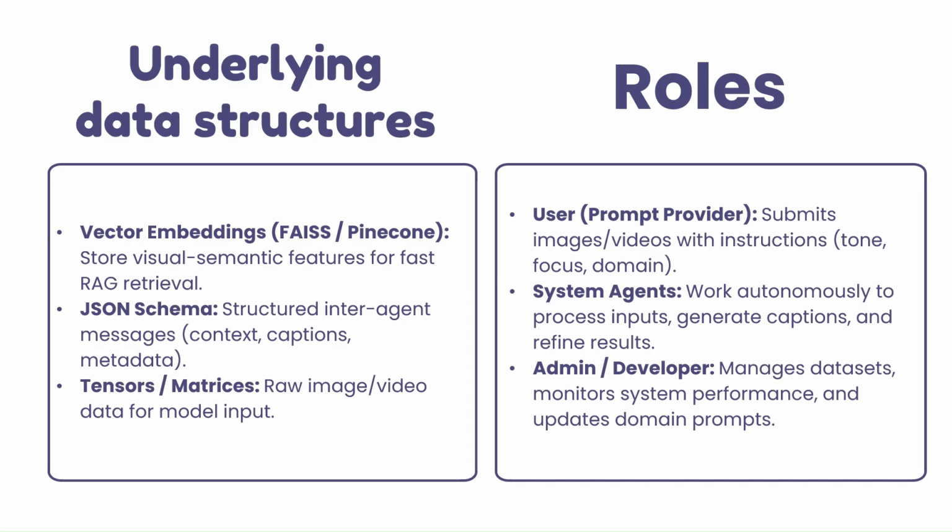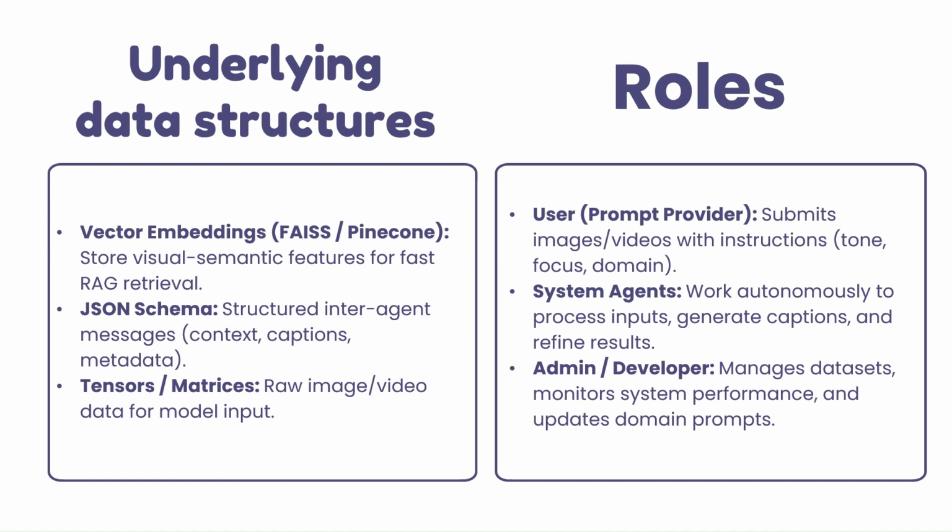And now let's talk about the underlying data structures. The data structures used in this app are, first of all, Capagent uses vector embeddings, which actually store visual and semantic features for fast retrieval. And then JSON schemas for keeping the agent messages organized, and tensors, which handle the raw image and video data for the models.